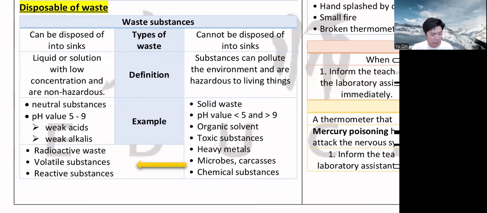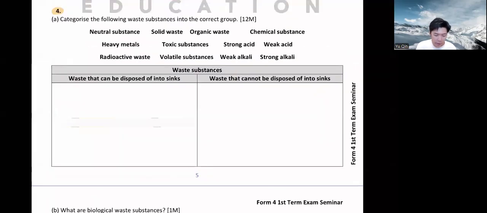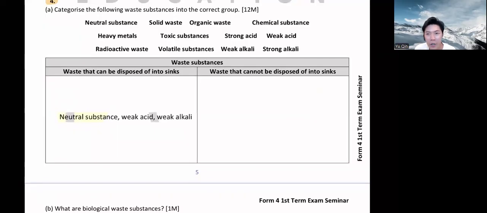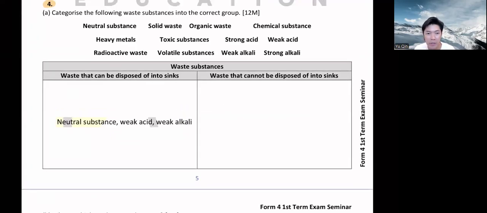Okay, it should be okay, right? Quite straightforward, yeah. Things that can be disposed into the sink, and whatever is not in the list will be the other side lah. Neutral substances, weak acid, weak alkaline. Then everything else just throw here lah. So just memorize these three, then the rest you don't have to, because automatically it belongs to the other side.